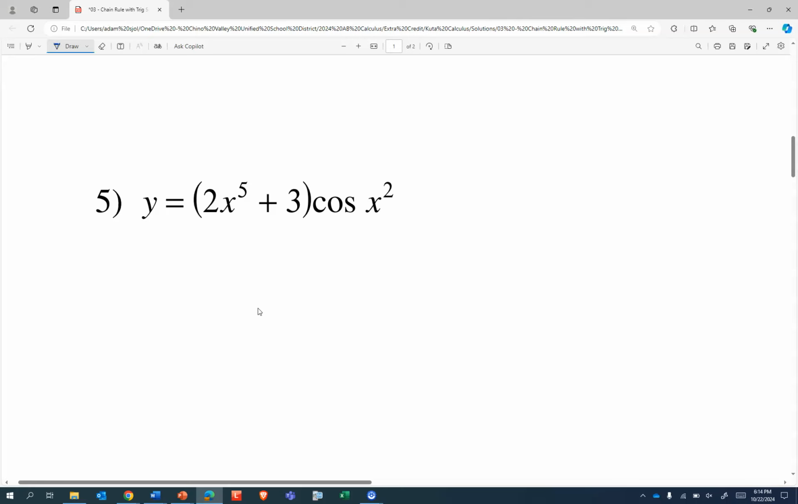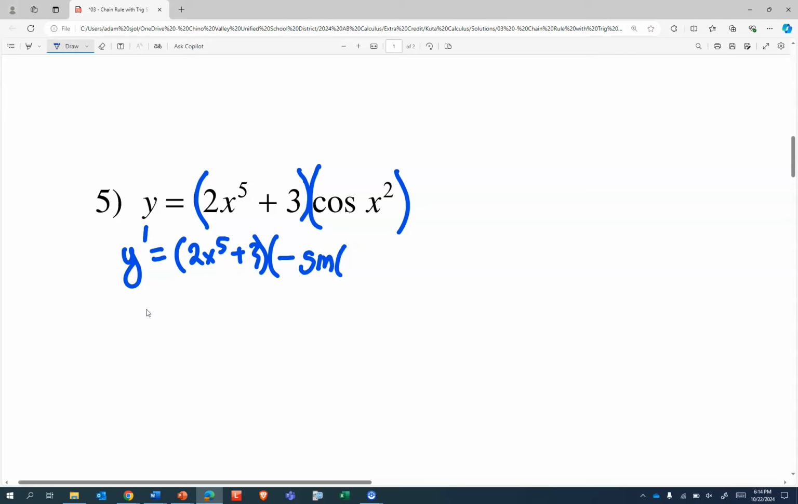Okay, so the structure I see, obviously this is one function, and this is another function. So we're going to use the product rule, and when we get to the derivative of the cosine of x squared part, obviously a chain rule there. So let's see, the derivative of a product of two functions is the first function, times the derivative of the second function. The derivative of cosine is negative sine of that same x squared, chain rule, times the derivative of x squared, 2x.